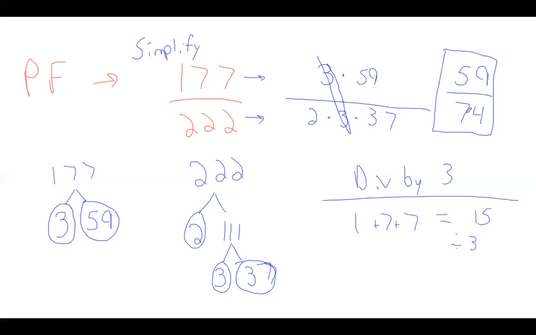Okay, how did I get this? Well, these canceled. So on the top was just 59 left, right? But on the bottom, I had 2 numbers left. I had 2 and I had 37. So I had to multiply them together because the prime factorization has you multiply these, right? So that's how I got the final answer. Any questions?